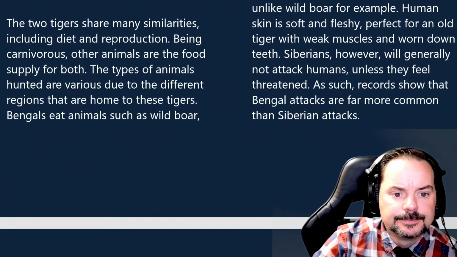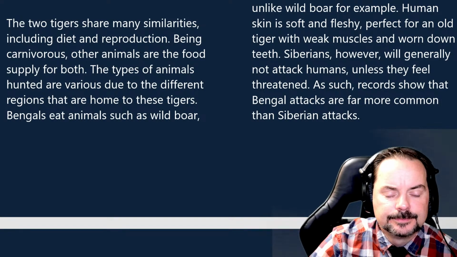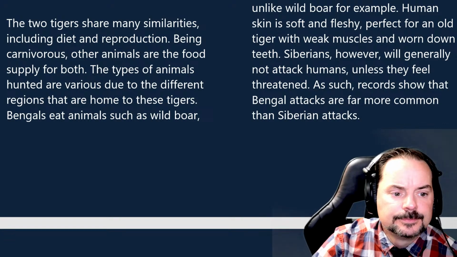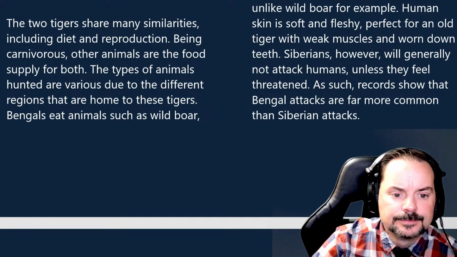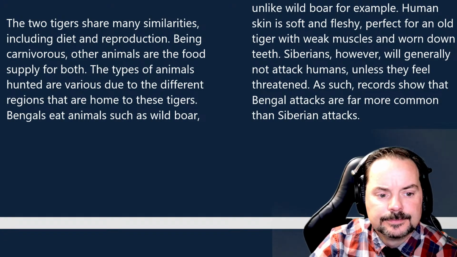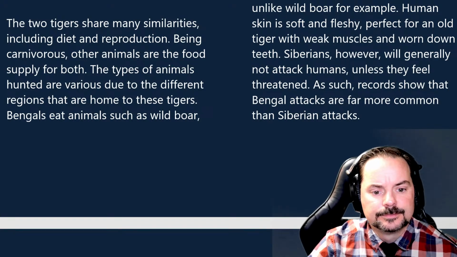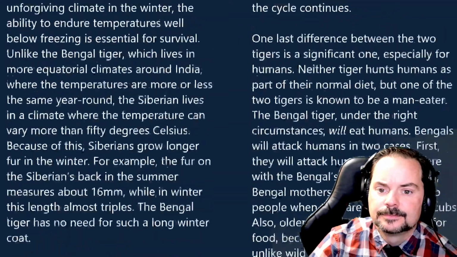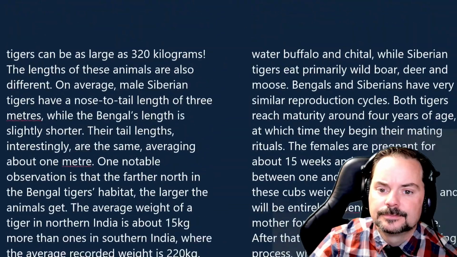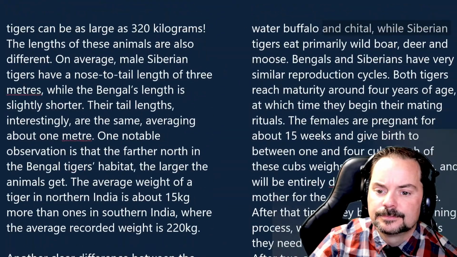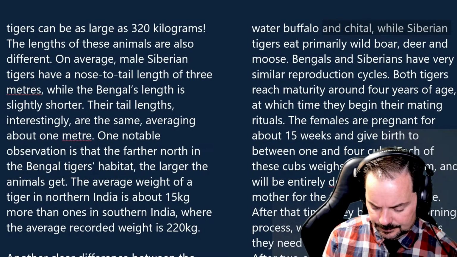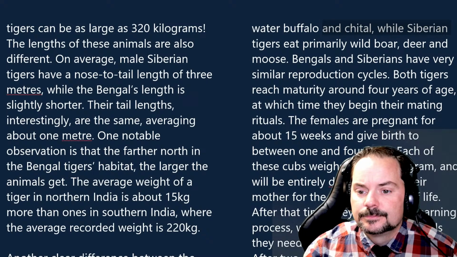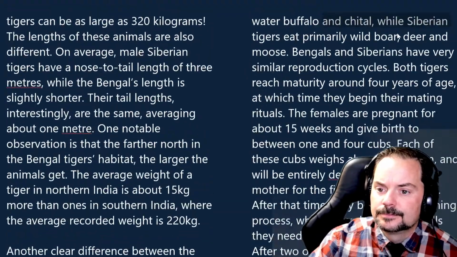The two tigers share many similarities, including diet and reproduction. Being carnivorous, other animals are the food supply for both. The types of animals hunted are various due to the different regions that are home to these tigers. Bengals eat animals such as wild boar, water buffalo, and chital, while Siberian tigers eat primarily wild boar, deer, and moose. Bengals and Siberians have very similar reproductive cycles.